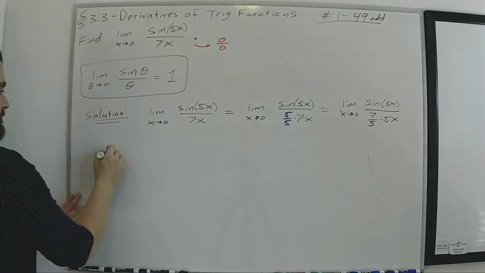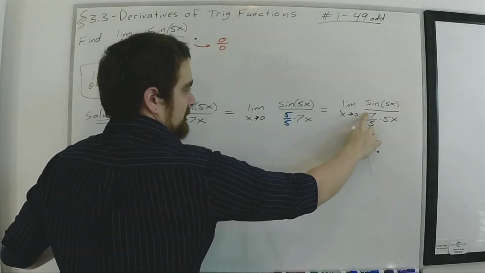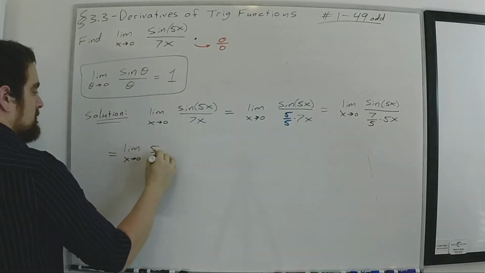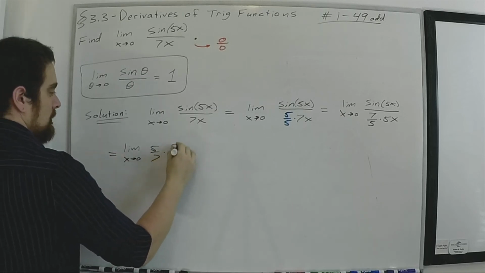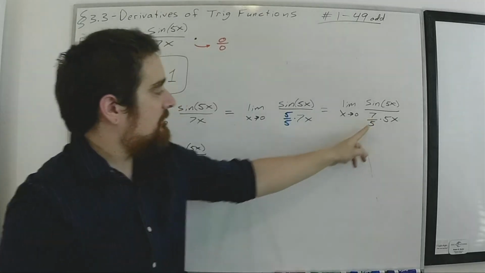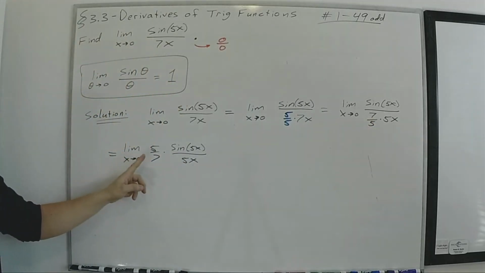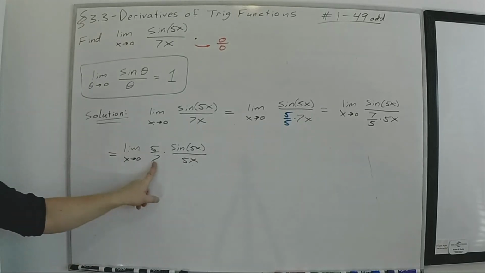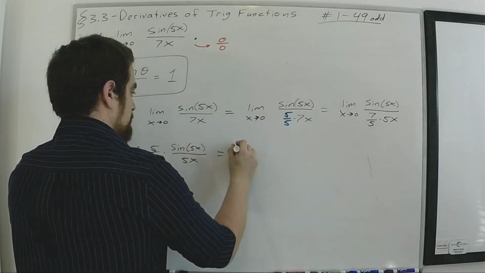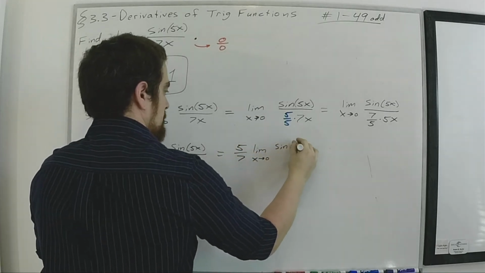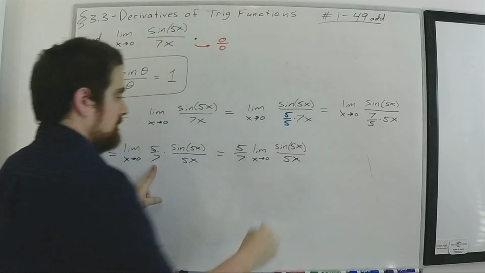So essentially what that does for me is it allows me to look at this dividing by 7/5 as multiplying by the reciprocal 5/7 times sine of 5x over 5x. So I've essentially pulled this 7/5. Instead of dividing by 7/5, I'm multiplying by the reciprocal 5/7, right? We don't divide by a fraction, we multiply by the reciprocal. But this is just a constant multiple, so I can write that out front using our limit properties. And now I'm looking at this limit, sine 5x over 5x.